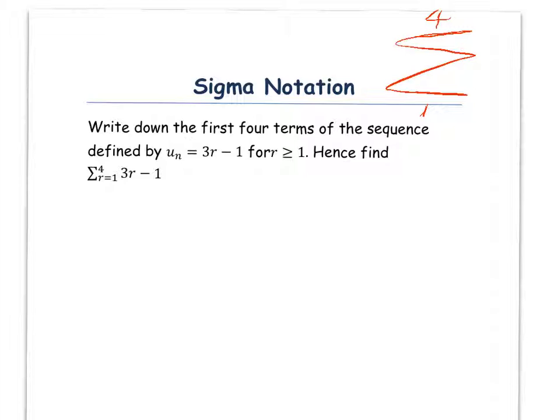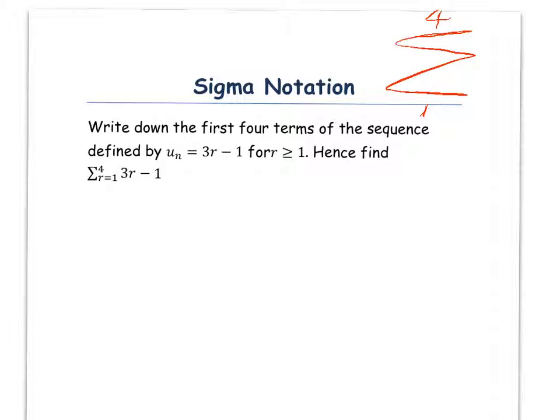So, write down the first 4 terms of the sequence defined by u_r equals 3r minus 1, for r greater than or equal to 1. Then it says, hence find the sum of the first 4 terms. Because remember what I said, this 4 here means where you're going up to, and this is where you start. So we're starting at r equals 1, and we're finishing when r is equal to 4.